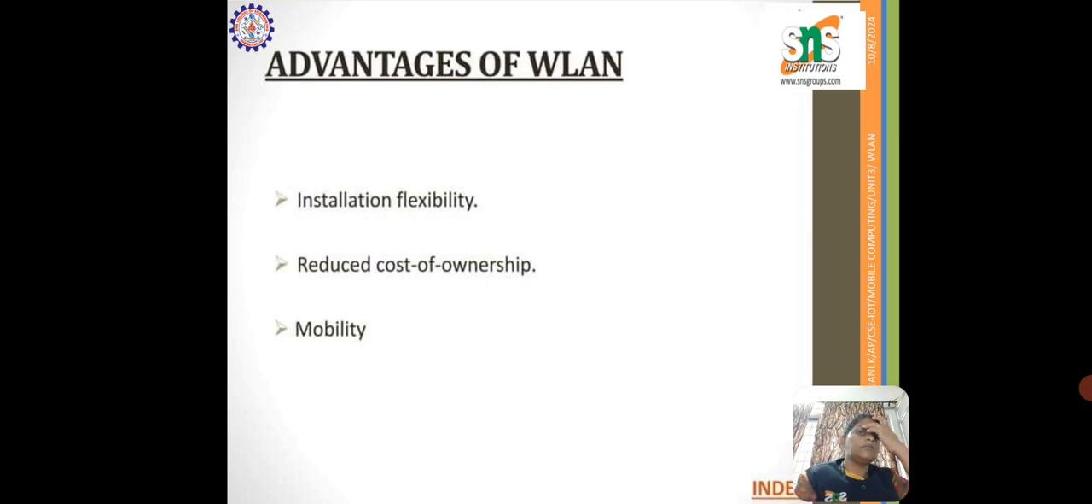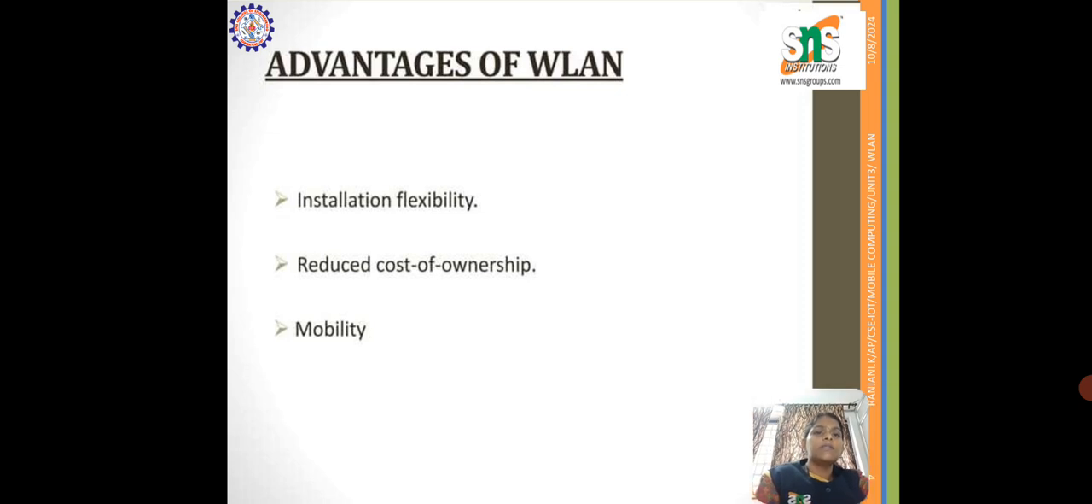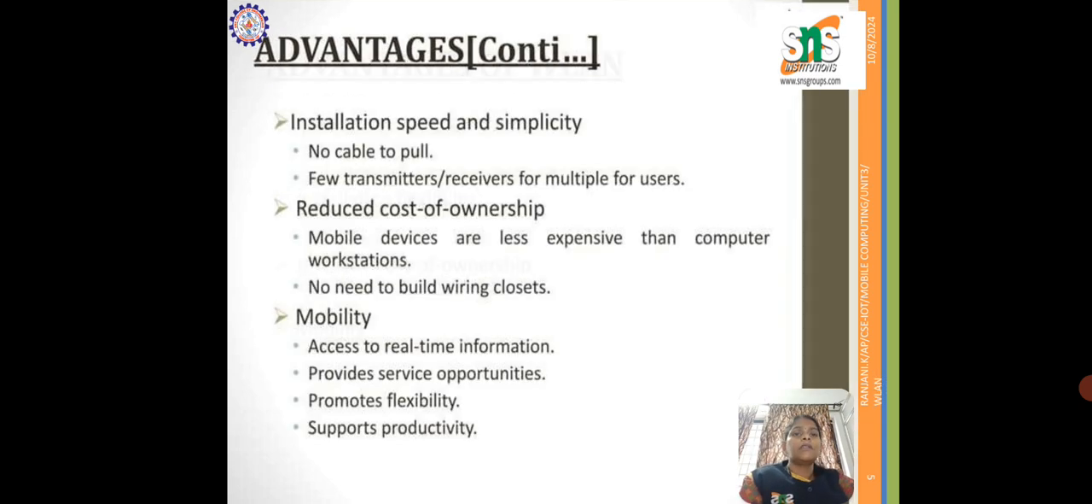Next, let us see about the advantages. First, installation flexibility. The main advantages of wireless LAN are that it is very easy to install and flexible, it is cheap in cost, and it can be used anywhere. Next is installation speed and simplicity. There is no cable to pull and few transmitters and receivers for multiple users. Reduced cost of ownership, since mobile devices are less expensive than computer workstations, and there is no need to build wiring closets. And next is mobility.